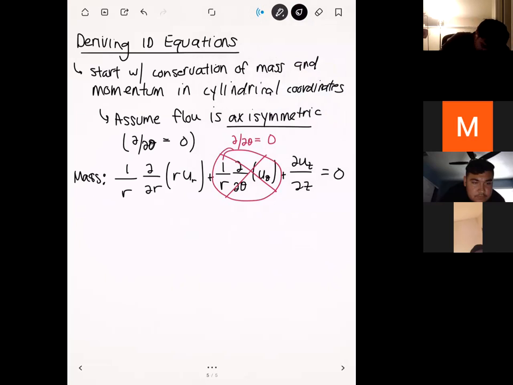Okay. And so remember, for the Navier-Stokes equations, we have a momentum equation in each of the directions. For cylindrical coordinates, we have one in the r direction, one in the theta direction, and one in the z direction, right? And so the momentum equation that we're going to be working with is the one in the z direction, so down the barrel of the pipe.